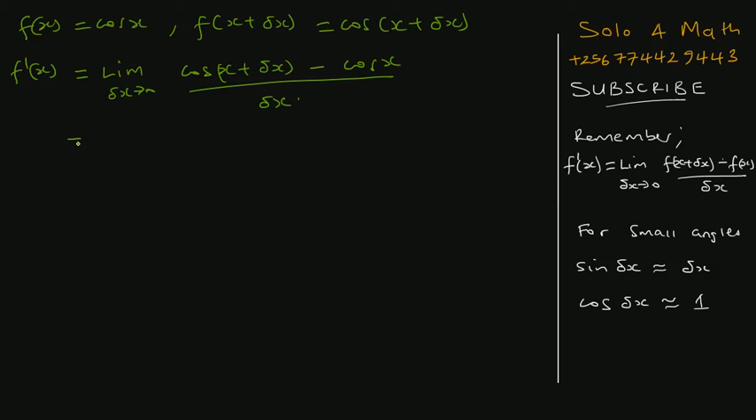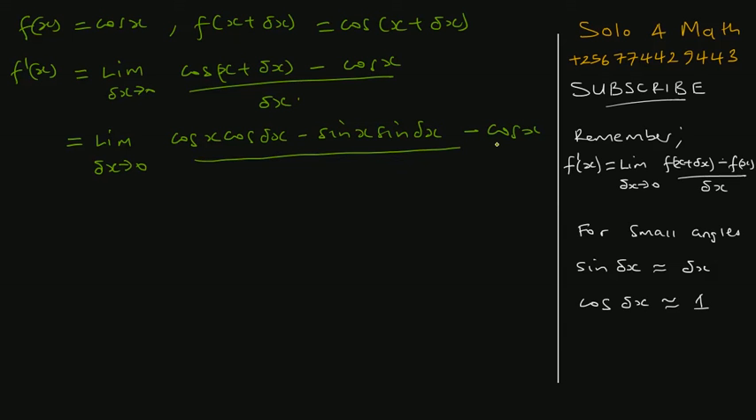Alright, so we expand this before we take the limit. So the limit as the small change in x tends to 0, and when we expand, this will be cos x cos dx. Now you know when we are expanding cos, if this is a plus, we change it to a minus, so this will be minus sine x sine dx, then this minus cos x, all over the small change in x.